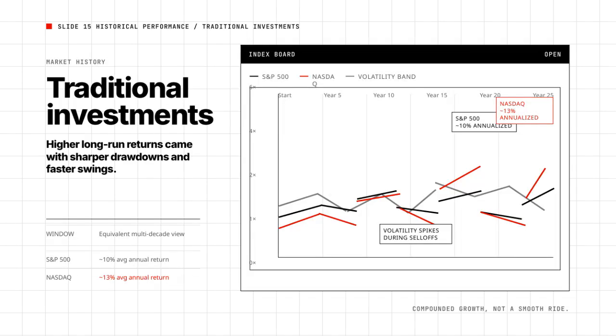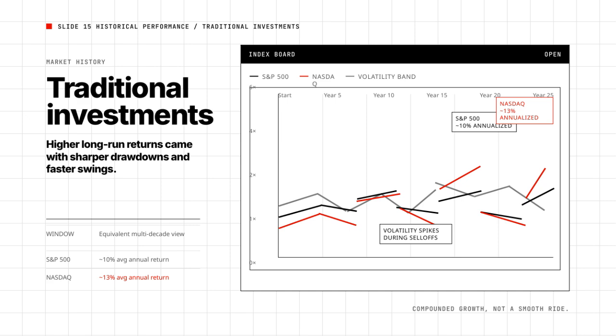When we look at the historical performance of traditional investments like the S&P 500 and the Nasdaq, we see that higher long-term returns often come with increased volatility. Over multiple decades, the S&P 500 has averaged about a 10% annual return, while the Nasdaq has been slightly higher, around 13%. However, these returns are not delivered smoothly. Instead, investors experience sharp drawdowns and rapid swings in value, especially during market sell-offs where volatility spikes significantly.